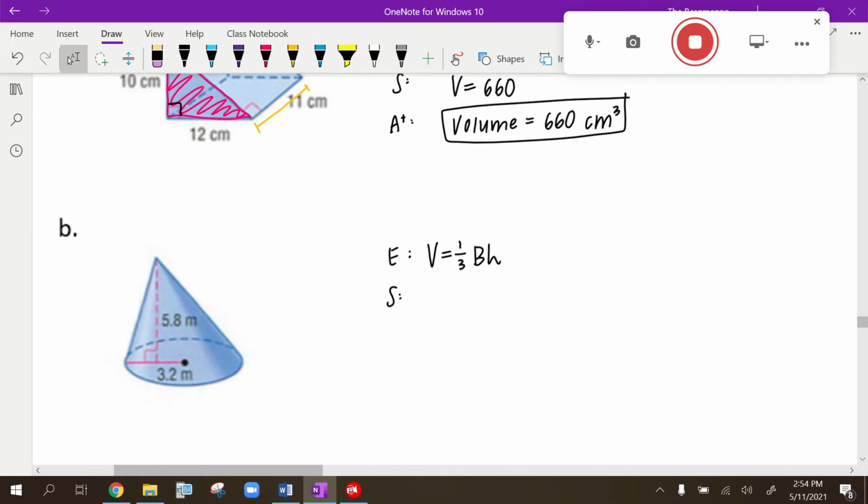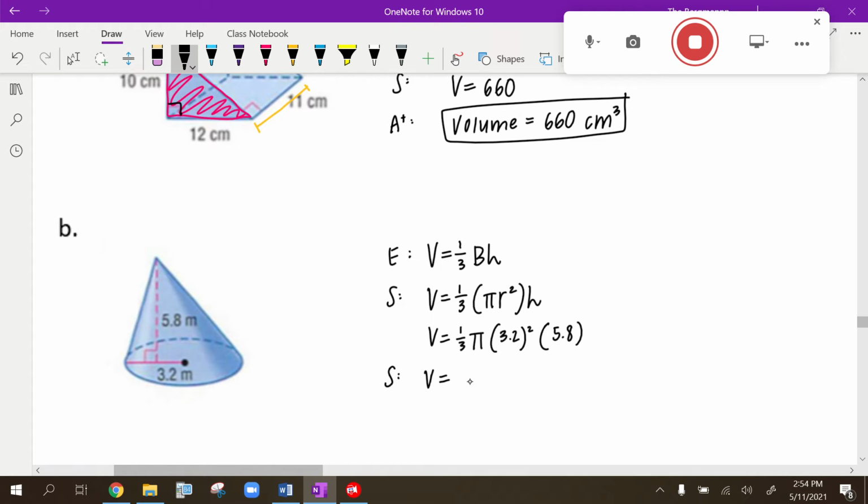Let's do another one. This is a cone, so I know the formula is 1/3 area of base times height. I'm going to substitute in the formula for the area of the base. A circle area is pi r squared. Now I can substitute in my numbers here. The radius of the base is 3.2, and the height of the cone is 5.8. I can solve it. Volume's already by itself, the variable.